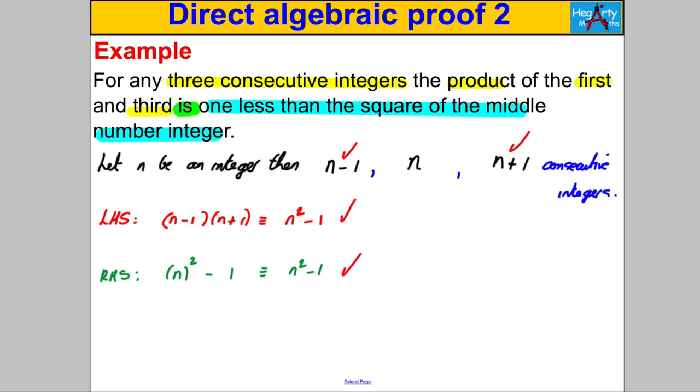So therefore, we would have to write therefore, and then you should write for any three consecutive integers, the product of the first and the third is 1 less than the square of the middle number, and you're done. And we showed it then nice and quickly with algebra.